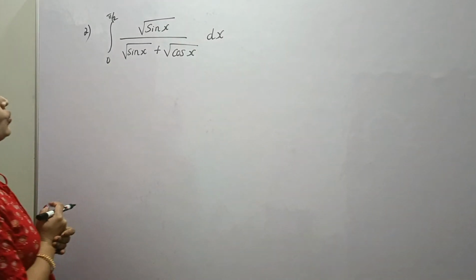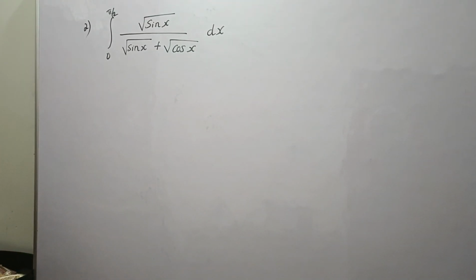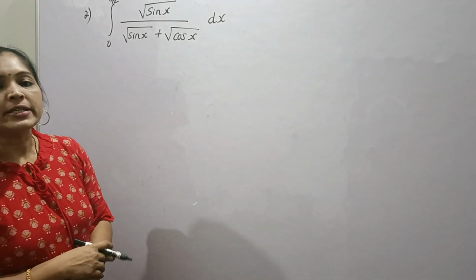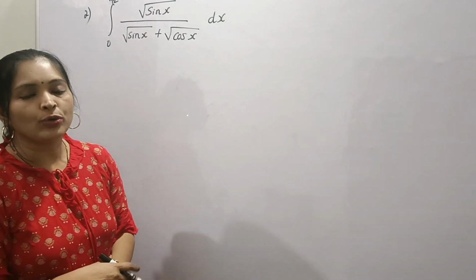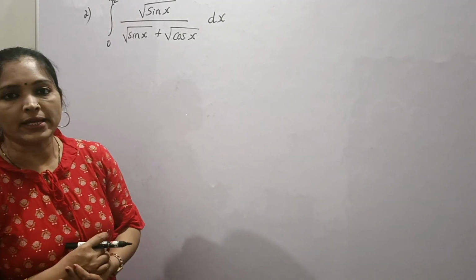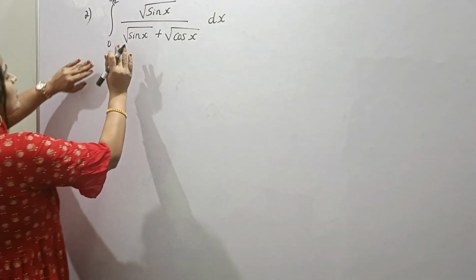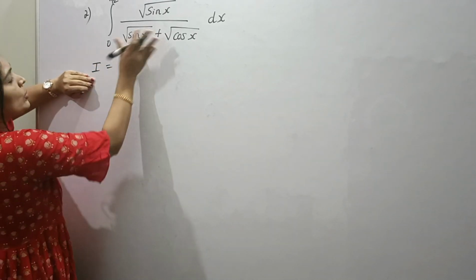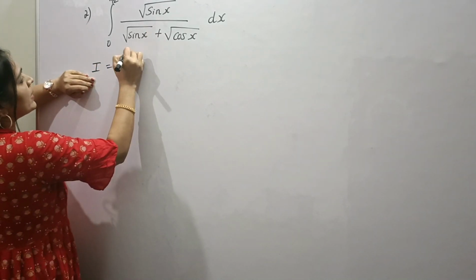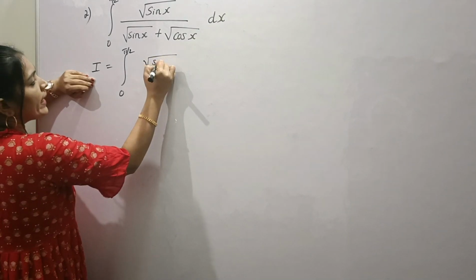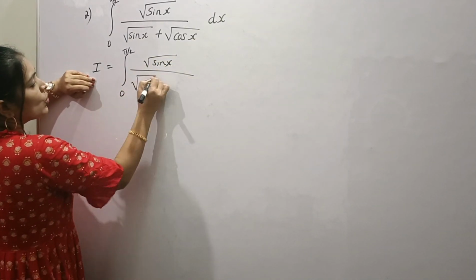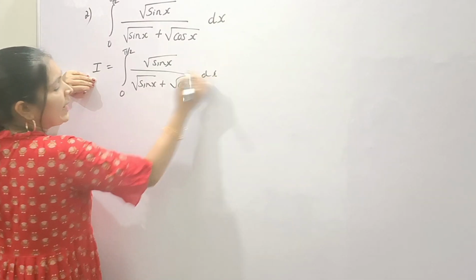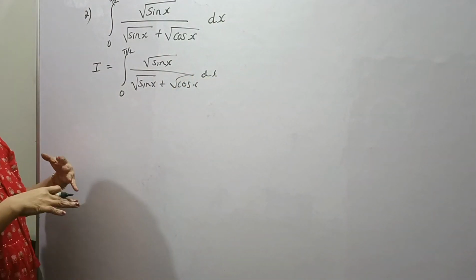Integral 0 to pi by 2 root sin x divided by root sin x plus root cos x dx. See here also let's apply the same property: integral 0 to a f of x dx is equal to integral 0 to a f of a minus x dx. Okay, so here first of all let's consider it is I. Let I be equal to this given integral, integral 0 to pi by 2 root sin x divided by root sin x plus root cos x dx. Okay, it's I. Now we will apply the property.